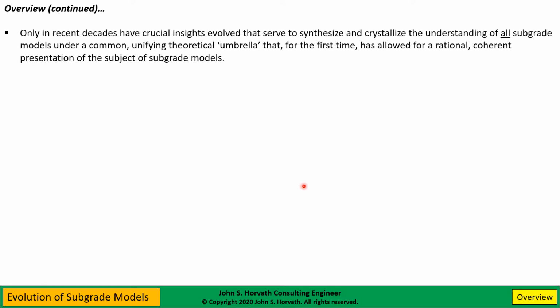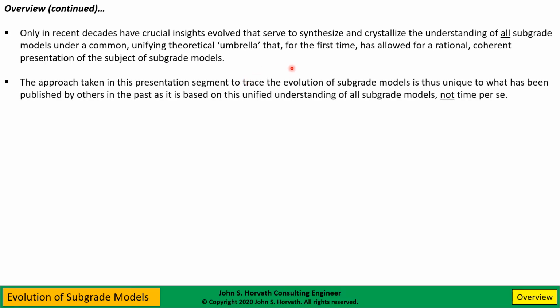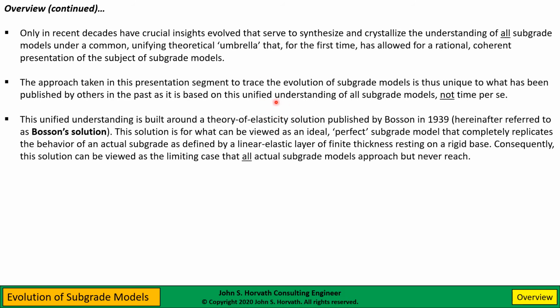I now see that there's really a common unifying, what I call theoretical umbrella, that is the best way to present and to visualize subgrade models. I don't use time as the unifying concept. I build it around what I call Poisson's solution. Poisson in 1939, so over 80 years ago, published a theory of elasticity solution, and he considered a perfectly linear elastic layer, finite thickness on a rigid base.